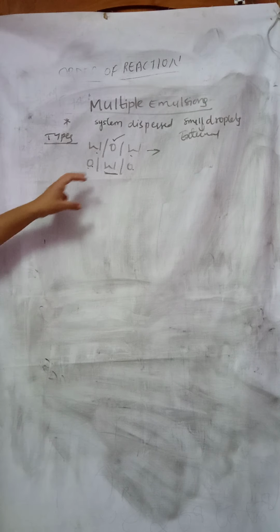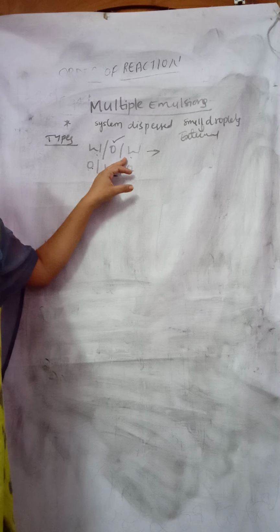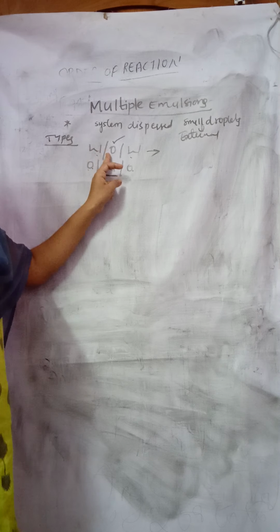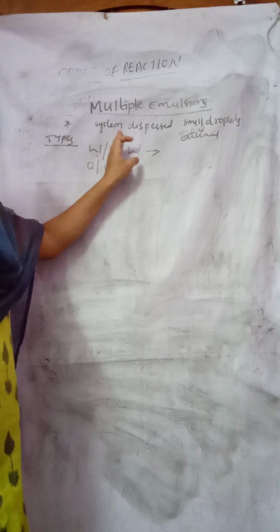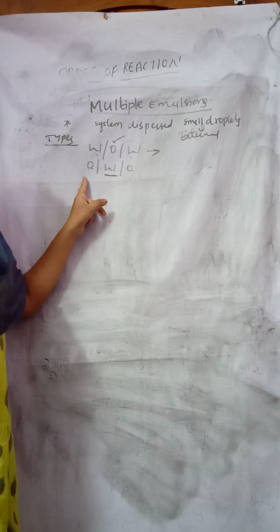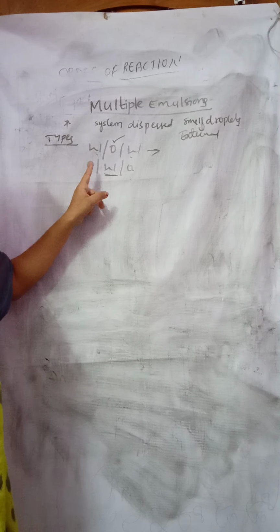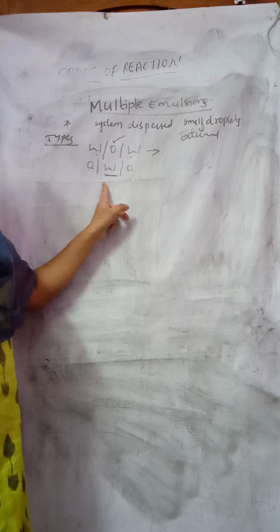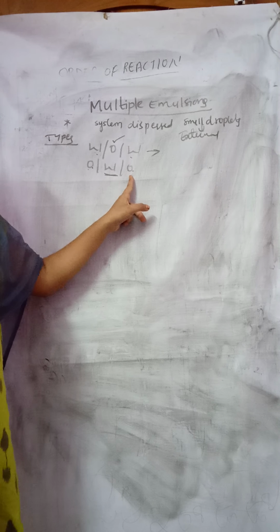So in water in oil in water, first you prepare the primary emulsion of water in oil, then you disperse it as globules into the aqueous phase, then you will get water in oil in water. Here, first we prepare the primary emulsion of oil in water, then you disperse this as globules into the oil phase, then you will get oil in water in oil. Okay, so these are the two basic types of multiple emulsions.